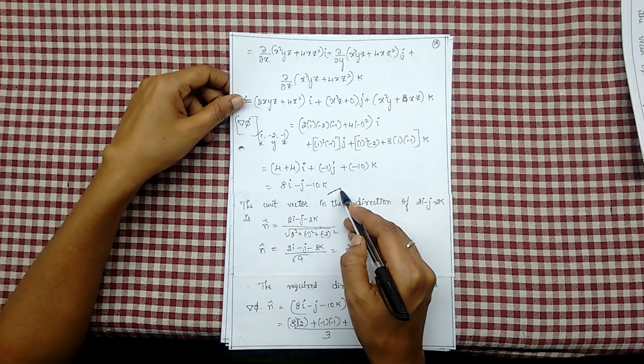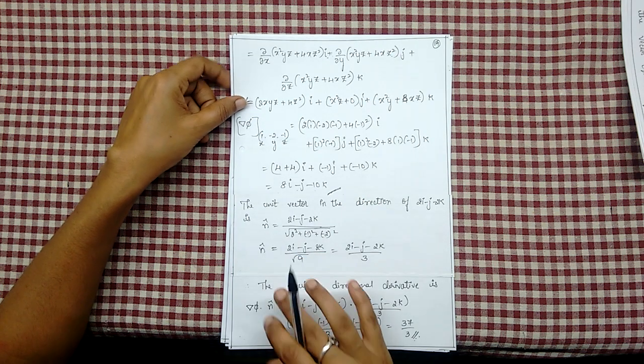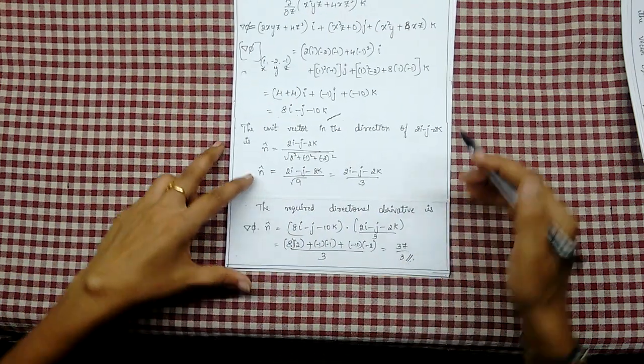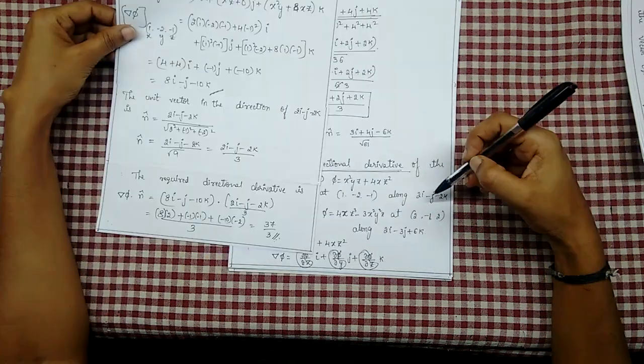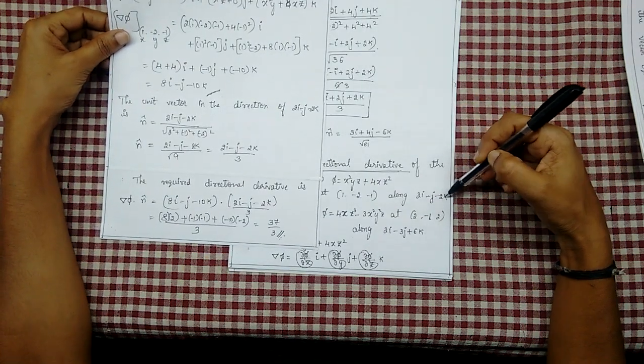Now what you have to do? You have to find n cap. To find n cap, what is the formula? At the given direction, we have to find the unit vector along the given direction. What is the given direction? The given direction is 2i minus j minus 2k.